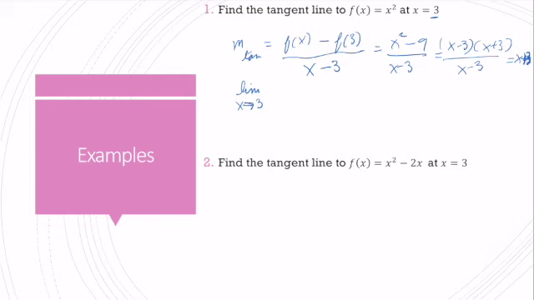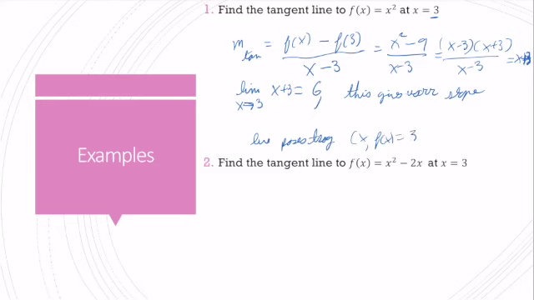So this gives us our slope. Since it is tangent to the graph of f of x at x equals 3, our tangent line passes through x comma f of x, right? So it's going to pass through 3 comma f of 3, which is 3, 9. So our line passes through this point, and it has a slope of 6.